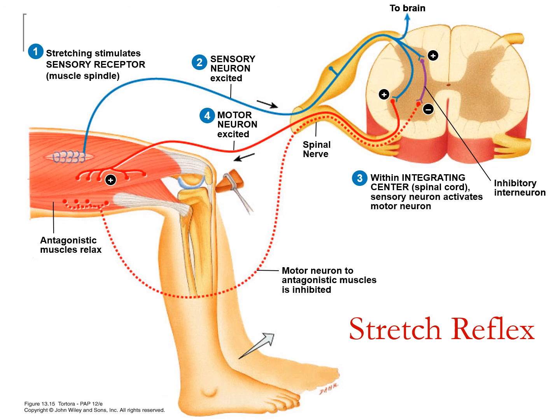Please note that the sensory neuron also synapses with an inhibitory interneuron that sends an inhibitory signal to the antagonist muscle, so in this case the hamstring group in the thigh, so that the antagonist relaxes while the quadriceps group, the agonist muscles, contract.